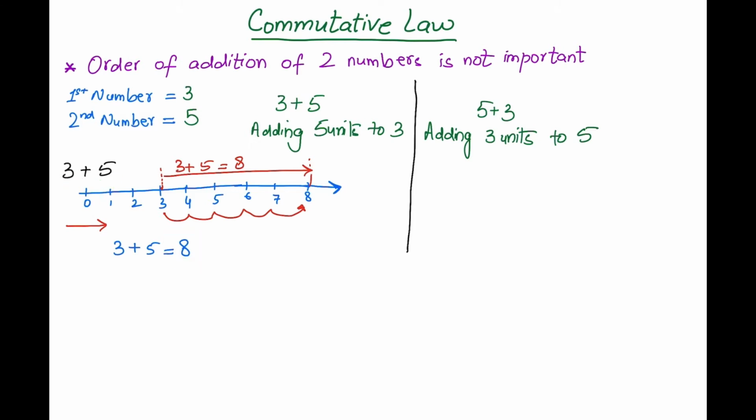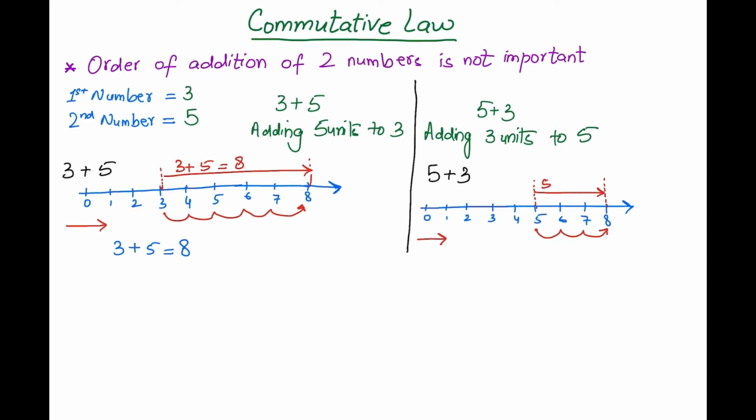Now let's add 3 units to 5. Again, we will make a number line. 0, 1, 2, 3, 4, 5, 6, 7, 8. First thing that you will do is mark 5 on the line. So this is the number 5 on the number line. And then you will move 3 units to the right. So starting from 5, 1, 2, and 3. You will reach 8.